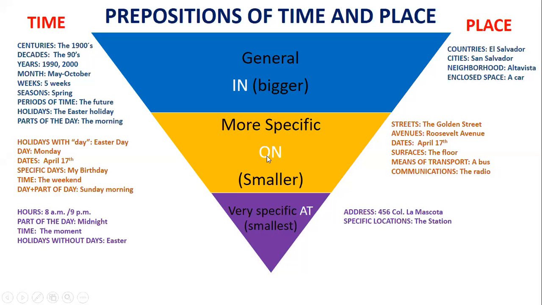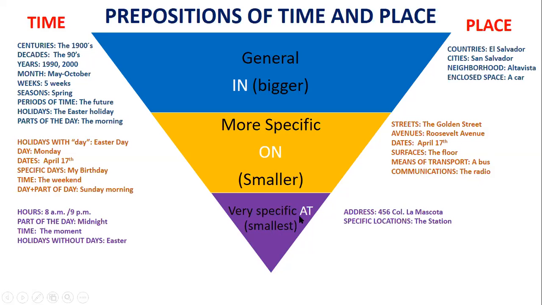We use on for more specific locations, for more specific dates, and for smaller places. For example, on Easter Day, on Monday, on April the 17th, on my birthday, on the weekend, on Sunday morning. And for places, on Golden Street, on Roosevelt Avenue, on the floor, on a bus, on the radio.